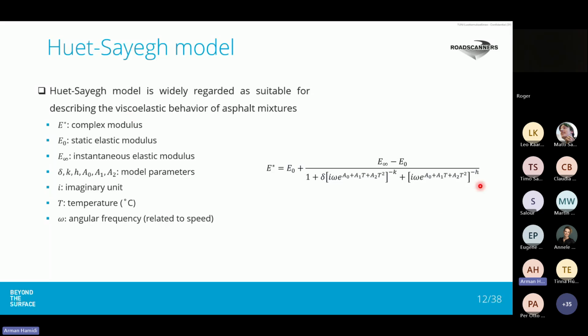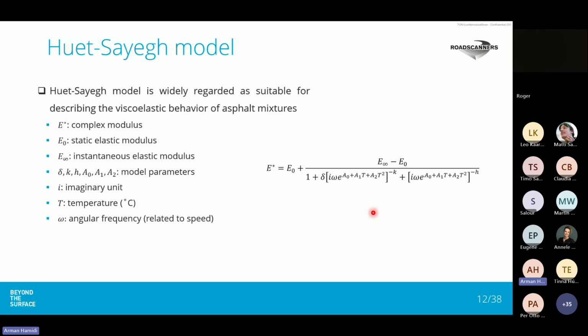The model is complicated. There are different parameters in it. And the two important parameters that I want to mention are T, which is temperature, and omega, which is angular frequency, and it is related to speed. So if we use this equation for complex modulus, we can better understand how changing temperature and also speed will affect modulus, and it will then affect the responses from deflection devices.